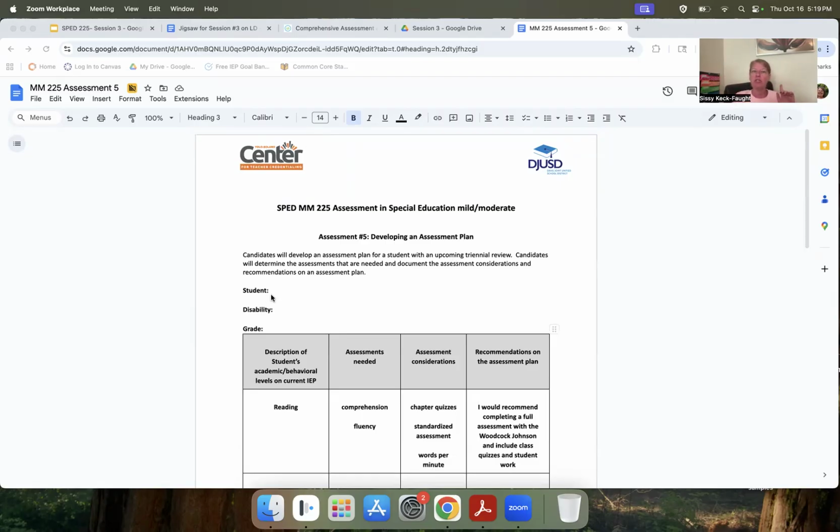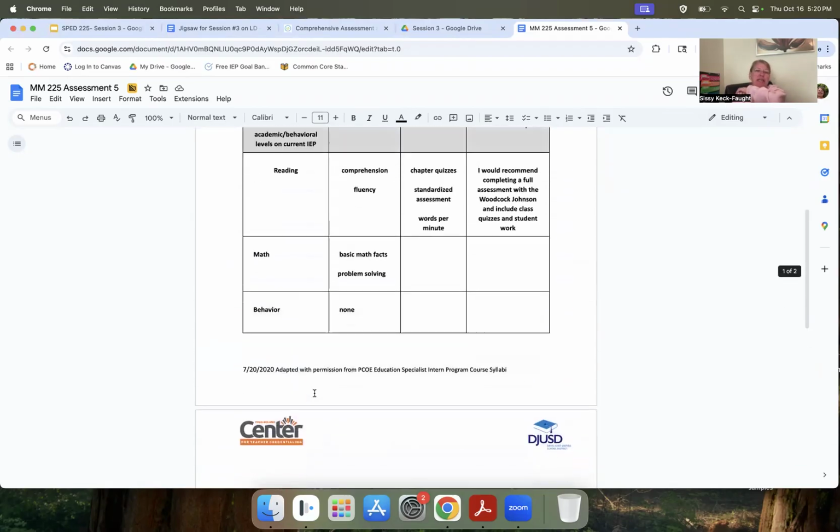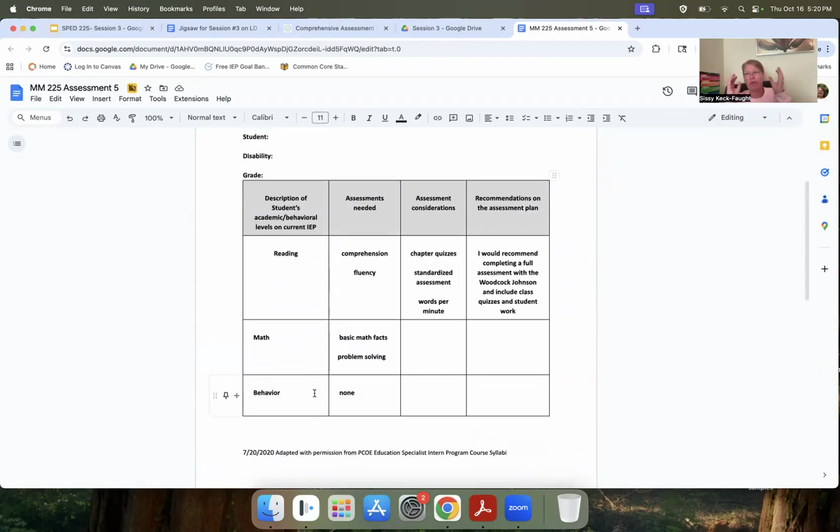So essentially what you're going to do is list a student, again, just initials. I don't need full names, or just a first name is fine. What eligibility category they currently have, and what grade you have for that student. And you're going to determine what sort of assessments you might use to build for the student that you are going to be testing. Now, there's only three lines here. Use more if you need more.